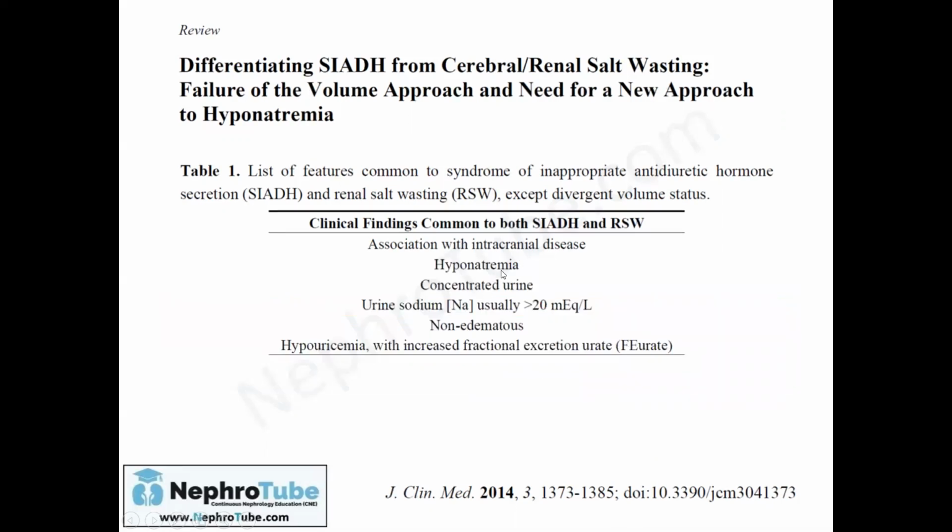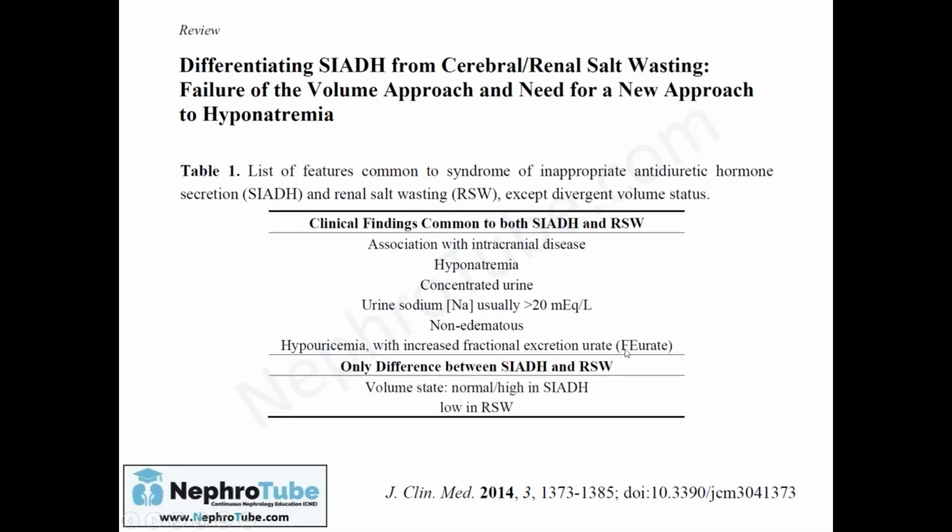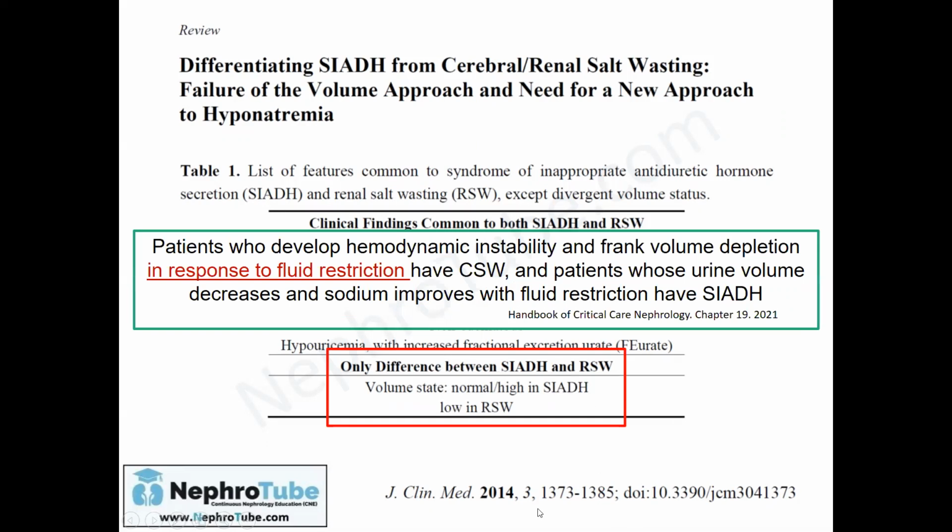But both have hyponatremia, concentrated urine, but the concentration is more in cases of SIADH syndrome. Both have high urinary sodium, both are non-edematous, both have hypouricemia and increased fractional excretion rate. The main difference is the volume status, which is normal or high in SIADH and low in renal salt wasting. And here is an important clinical point.